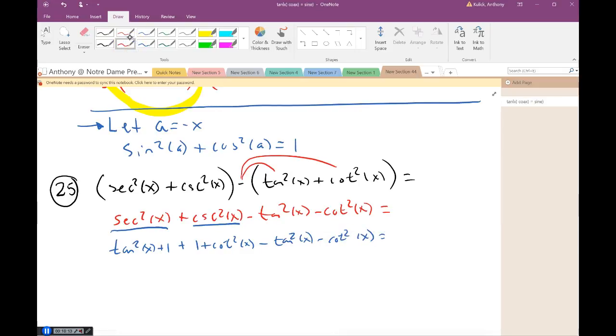And what do you notice happens now? Tan squared and negative tan squared. Cotangent squared, negative cotangent squared. And we're just left with 2, as some of you shouted out. The 1 plus 1 that's left right there.